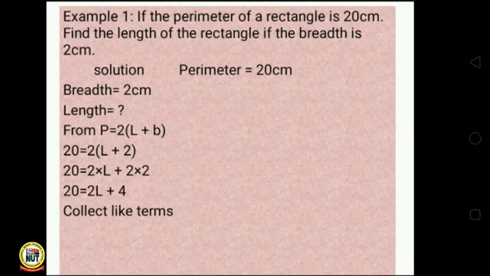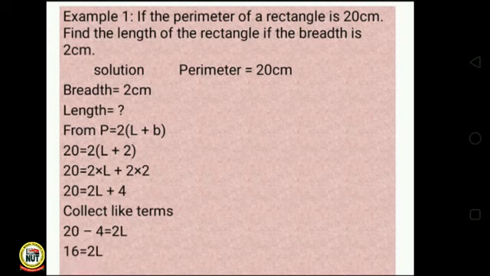So therefore, when plus 4 crosses the equal sign, it changes to minus 4. So we have 20 minus 4 is equal to 2L. The plus 4 has crossed over the equal sign. That is why it has changed to minus. That is why you have 20 minus 4, not plus 4, because of the equal sign, the plus has crossed over. So we have 20 minus 4 is equal to 2L.